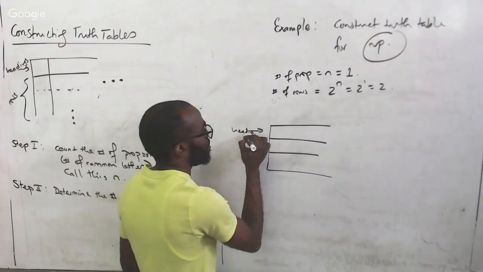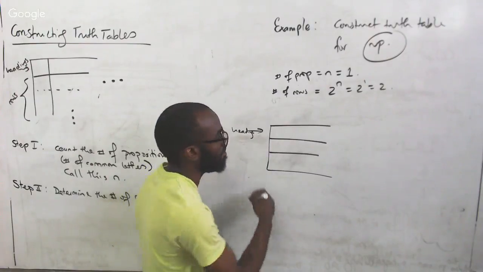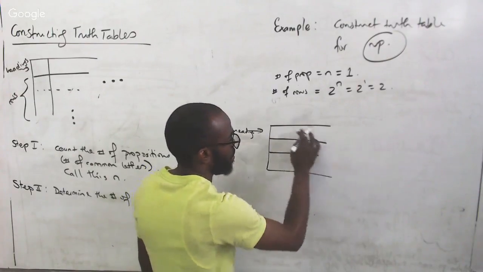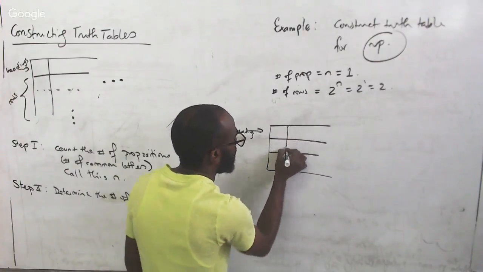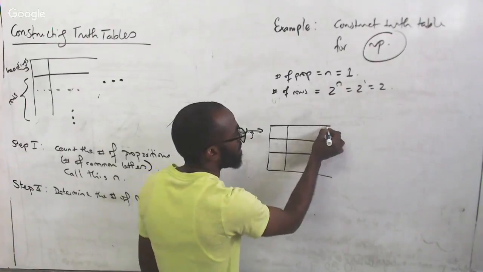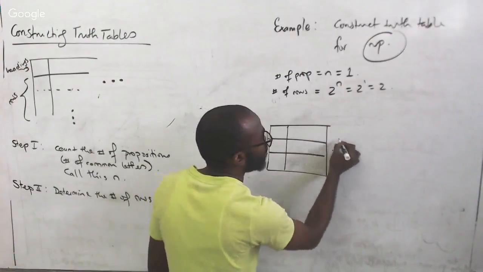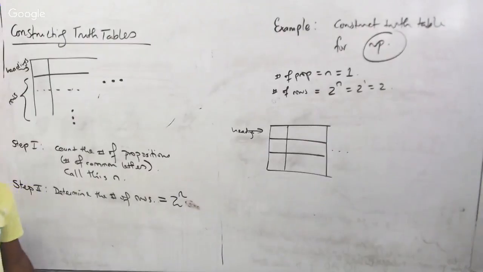What goes in the headings all the time? The propositions, or what you're trying to write truth values for. So I know that I have 2 rows. How many columns? Well, I'm not too sure yet. I don't know if I need more columns yet, so let's find out what they say about columns.